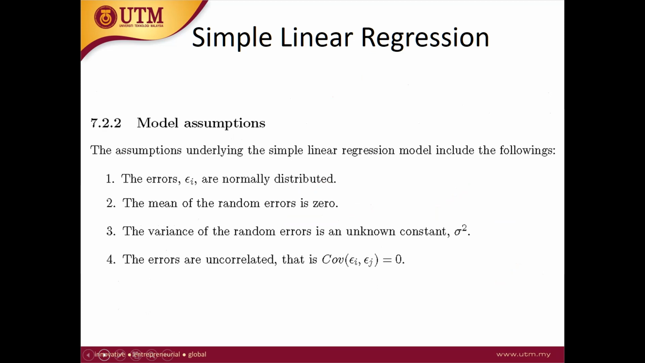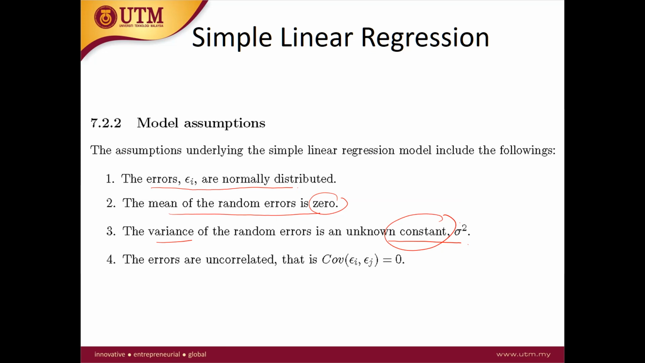Model assumptions of simple linear regression. We have 4 assumptions here. The errors are normally distributed with mean 0 and constant variance, and the errors are uncorrelated, which is equal to 0. What does it mean by model assumption? It means that before you proceed with simple linear regression analysis, you have to make sure that your data does not violate any of these assumptions.